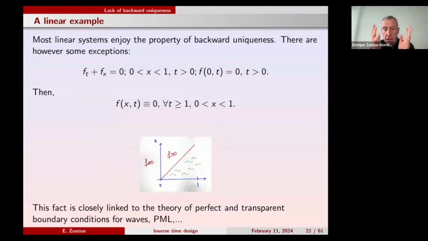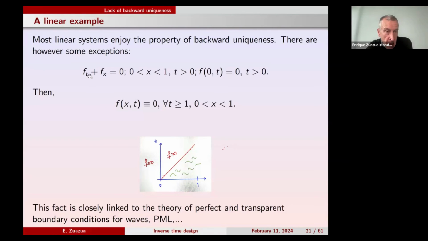Okay, so then you could think, well, maybe ill-posed in the backward sense problems are exclusive to heat-like equations? Well, the answer is no. Very often, for wave-like problems, boundary conditions that make the forward problem well-posed make the backward problem ill-posed. And you see it here by this very elementary example.